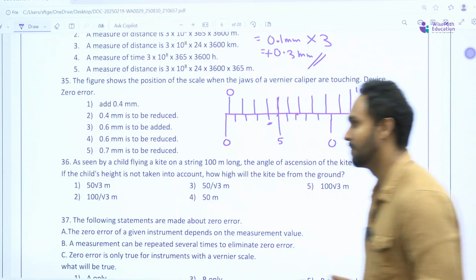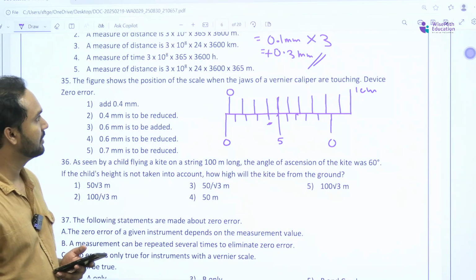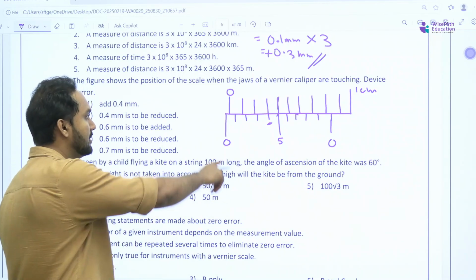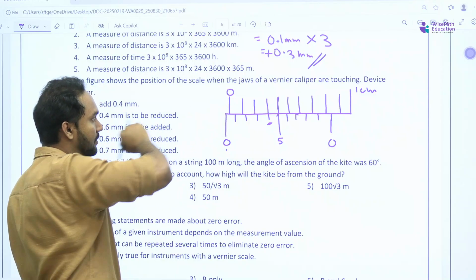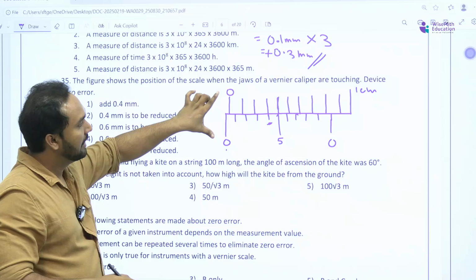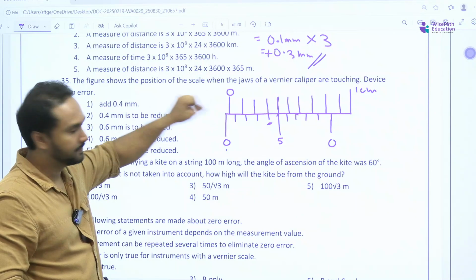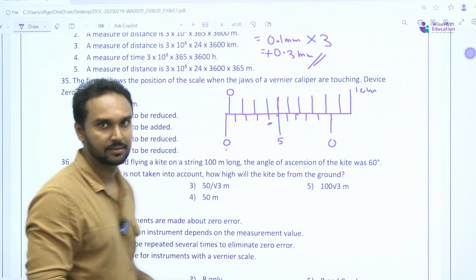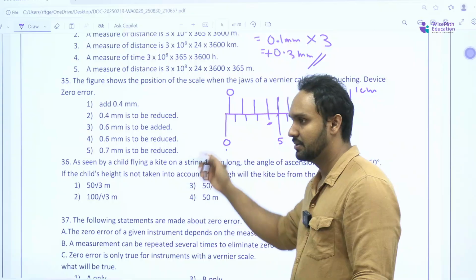Shall we? Okay, now they are asking for the 0 error. Now if you see it, this is the vernier 0, isn't it? And this is the main scale 0. Usually it's supposed to be coincided or aligned, 0 to 0. But now the vernier 0 has shifted backwards, isn't it? Do you see it? The vernier 0 has shifted backwards, not forward.